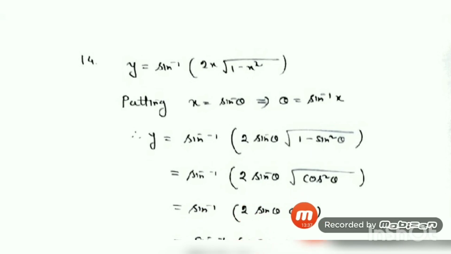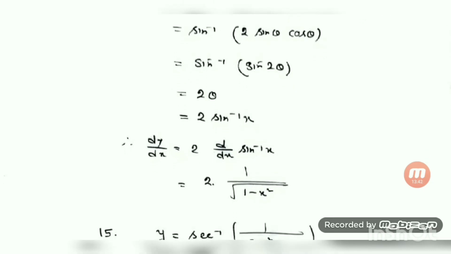And you know the formula of 2 sine theta cos theta. What is the formula? Sine of 2 theta. That's why we will get sine inverse of sine of 2 theta. And this value is equal to what? 2 theta. What is theta? Now substitute: 2 sine inverse of x. Now take derivative on both sides. That is d/dx of y. Here 2 is constant, comes out. d/dx of sine inverse of x. What is the value of d/dx of sine inverse of x? It is 1 by under root 1 minus x square. Hope you understand the solution.